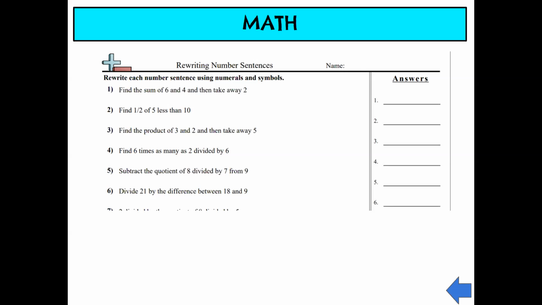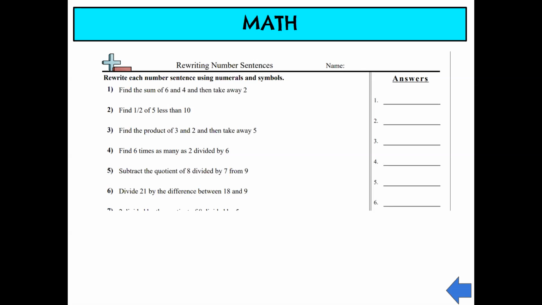So now we have to rewrite these number sentences. A number sentence is basically a sentence written in words to represent a numerical expression. So what we're going to do is take these number sentences and write them as a numerical expression. We're not going to evaluate just yet. The next slide, we will be actually working through the order of operations to evaluate these numerical expressions.